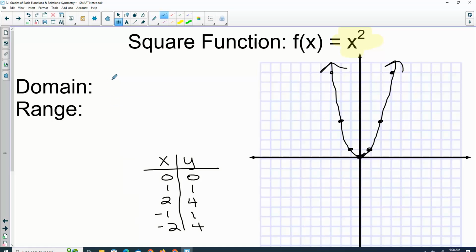What's the domain? Range. What y values do we hit? And why did I put a bracket on my 0? 0 is included. If it's equal to that point, you get a bracket.